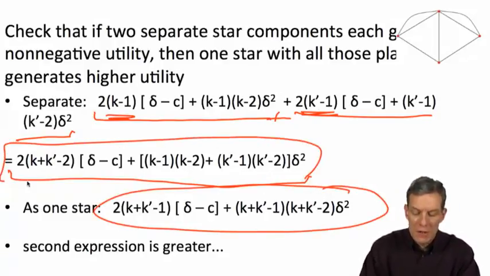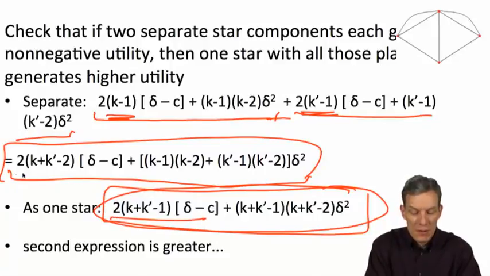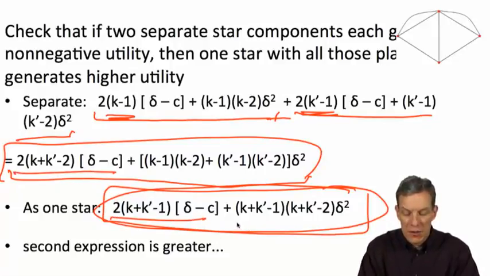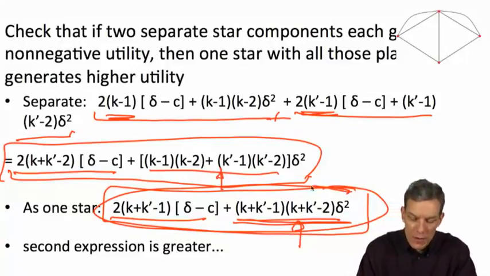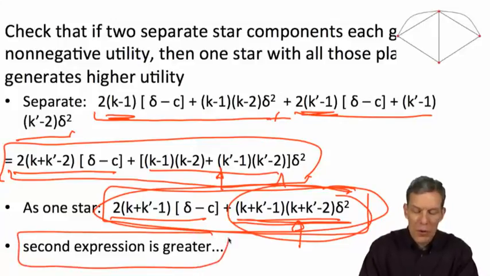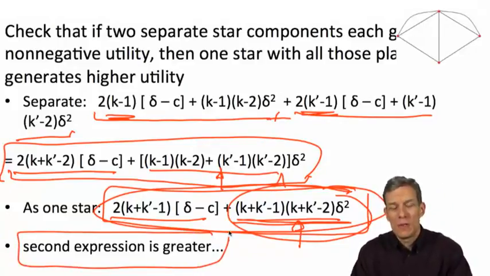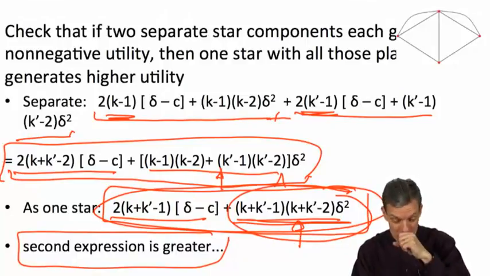Compare this expression to this expression, and it's easy to check. The first parts of these are identical, right? And you can just go through and check that the second expression here is larger than this one. Okay, so just simple arithmetic. You can verify this expression is bigger than this expression, and therefore having 1 star is better than 2 stars. And what's the reason? The reason is if you've got 2 separate stars, you're not getting the value of indirect connections.